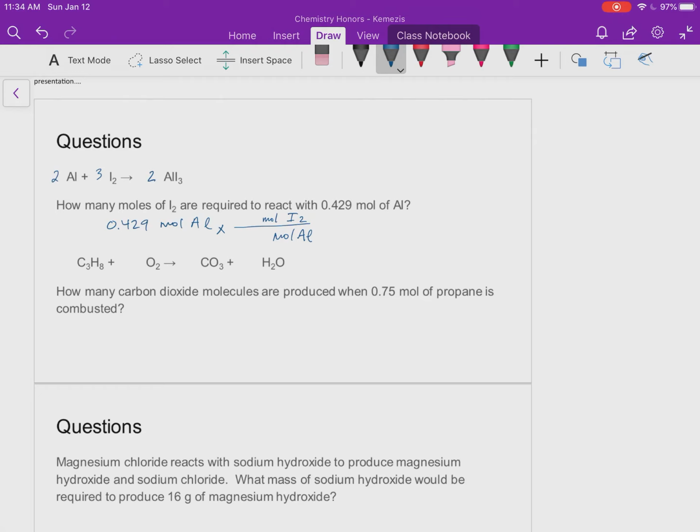And now I just look at the balanced chemical equation. The number in front of I2 is 3, and the number in front of aluminum is 2. And what that's telling me is, for every 2 moles of aluminum that I want to use, I'm going to need 3 moles of I2. Now, could you write this as 1.5 over 1? Yes, but I like to just leave it easy here. The chemical reaction is telling me it's a 3-to-2 ratio.